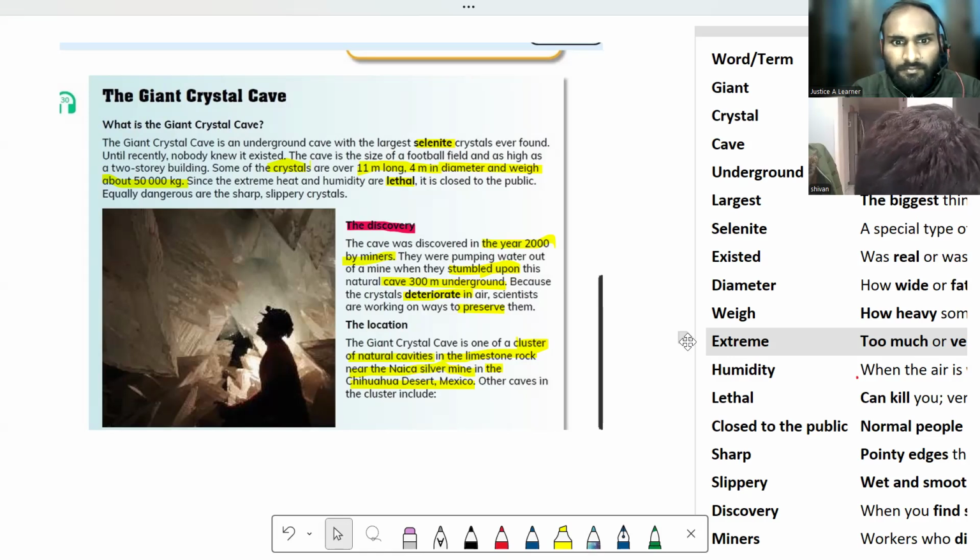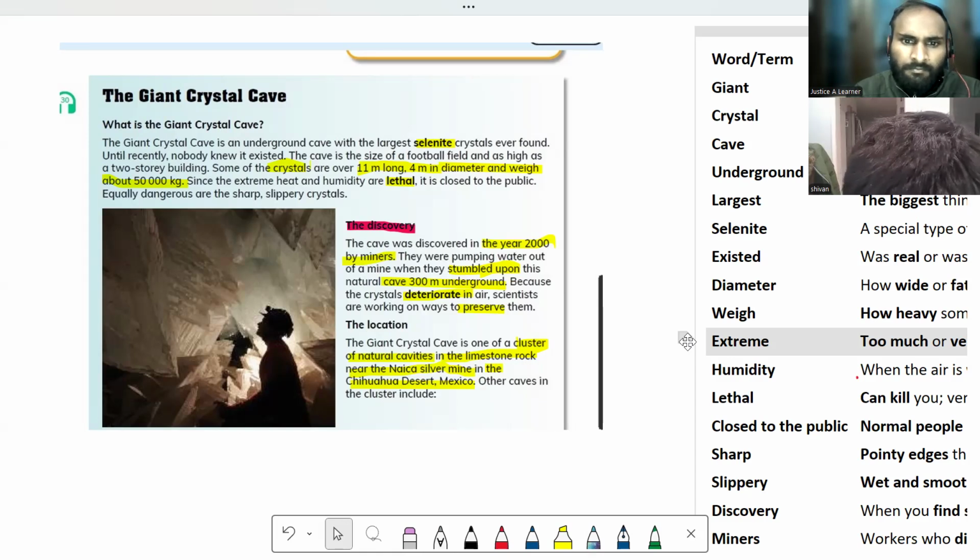Deteriorate in air. Scientists are working on ways to preserve them. The location: the giant crystal cave is one of a cluster of natural cavities in the limestone rock near the Naica silver mine in the Chihuahua Desert, Mexico.